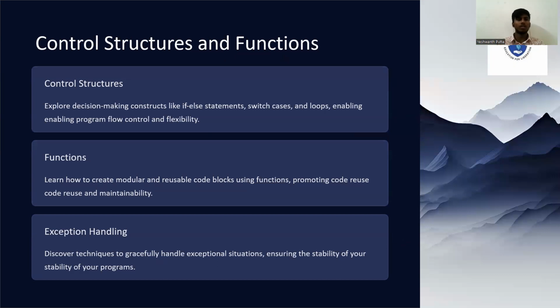Control structures and functions. Explore decision making constructs like if else statements, switch cases, and loops, enabling program flow, control, and flexibility. Learn how to create modular and reusable code blocks using functions, promoting code reuse and maintainability. Discover techniques to gracefully handle exceptional situations, ensuring the stability of your program.